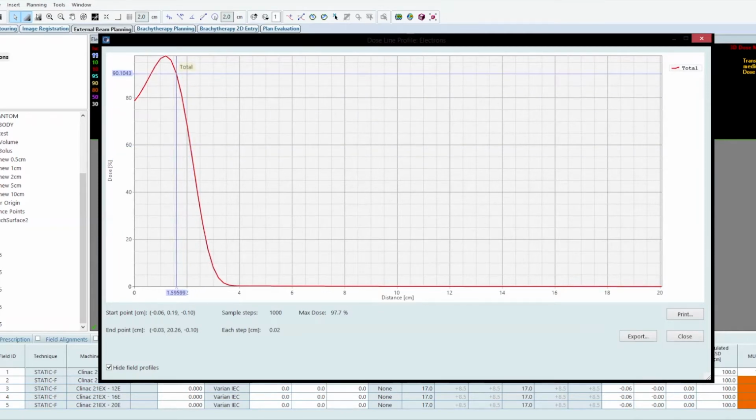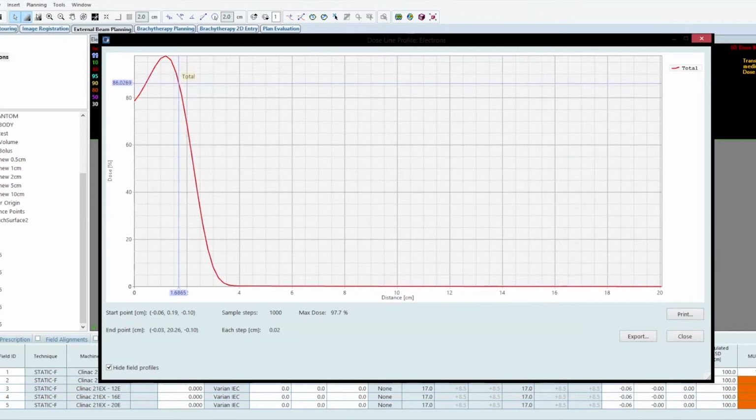So D90 is typically where we prescribe electron treatments, the depth of the 90% isodose line. So that's at 1.6. If we look at the depth of 50% of the dose, I'm at 2.2. So in 6 millimeters, I've gone down from 90% of the dose to 50% of the dose.